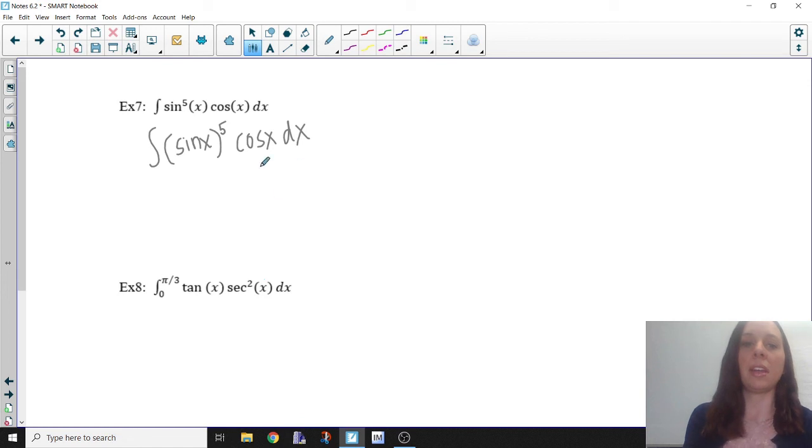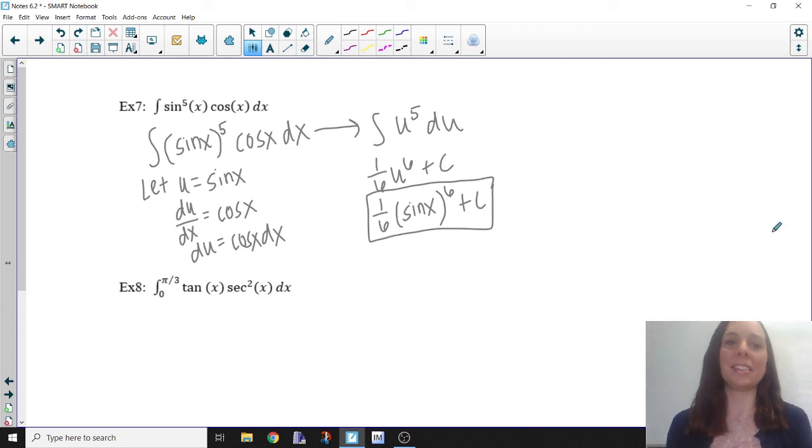Okay, again, I'm going to pause the video, put the answer in, and then I will bring it back and show you. And I'm back, and here is the answer to example 7. I let u equal sine of x. The derivative of sine is cosine, so it fits pretty nicely as a u substitution as the integral of u to the 5th du. The antiderivative of u to the 5th is 1/6 u to the 6th, and then we can change that u back to sine of x.